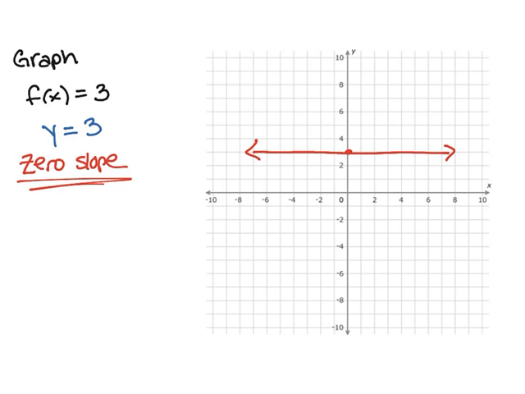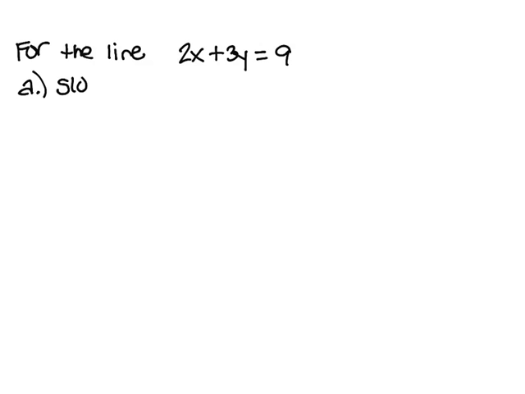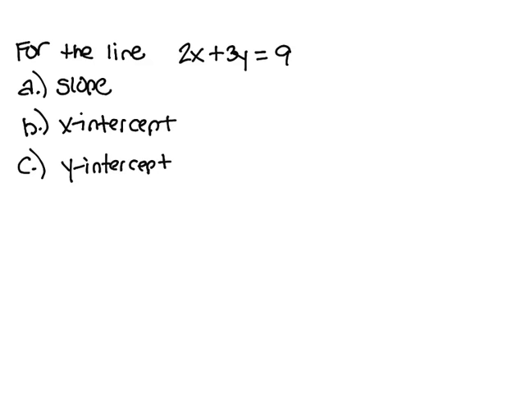You might also be asked, let's review. For the line 2x plus 3y equals 9, they want you to give the slope, the x-intercept, and the y-intercept. Okay? So this is standard form. 2x plus 3y equals 9.